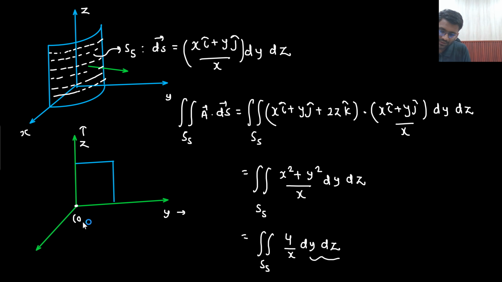This coordinate is 0, 0. And what is this coordinate? X equals 0, y equals 2. X equals 2, y equals 2.